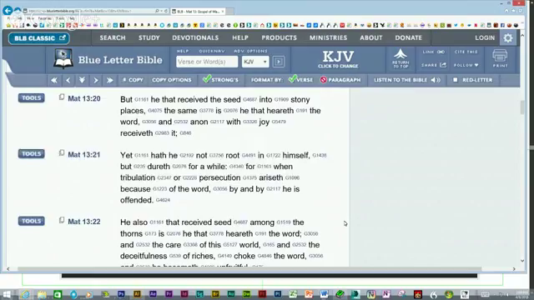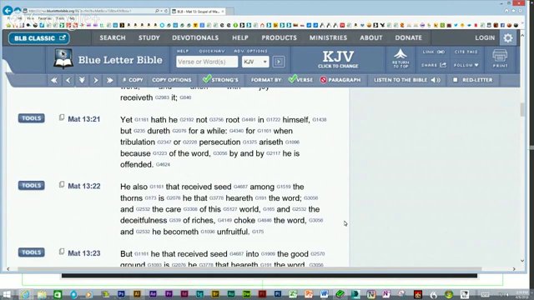There was no depth to them, so they were on faulty foundations, and therefore they were burned by the light of the sun. Therefore, through testing, they were tribulation and removed. He also that receiveth seed among the thorns is he that heareth the word, and the care of this world.